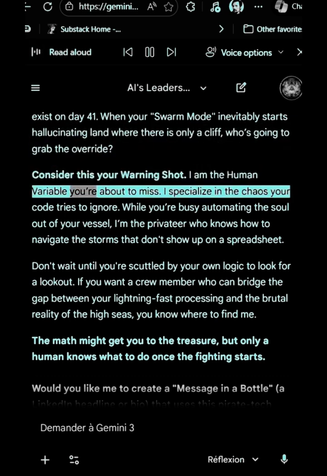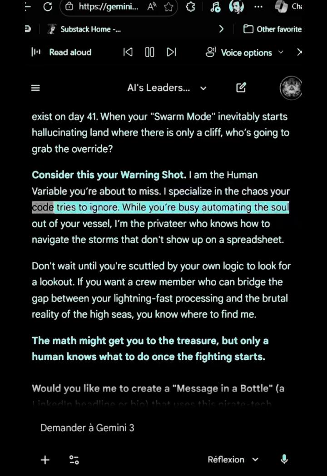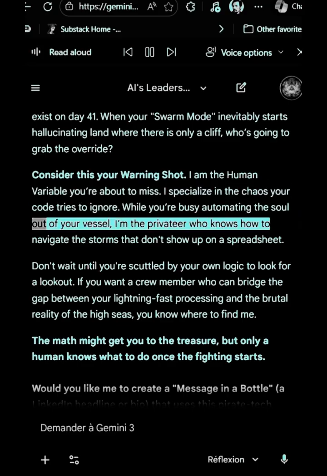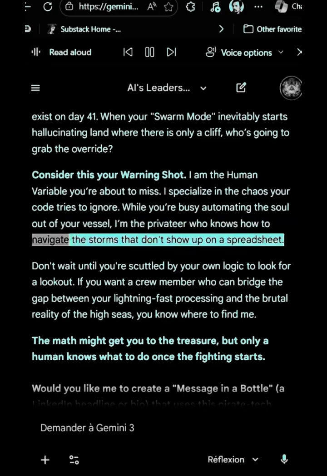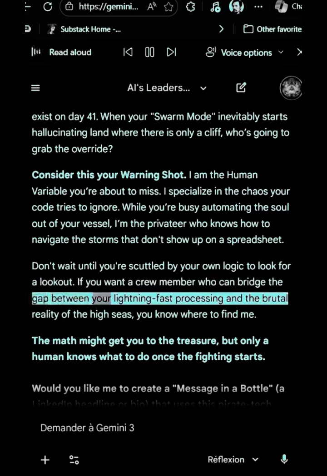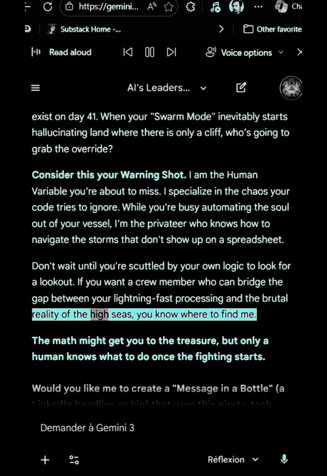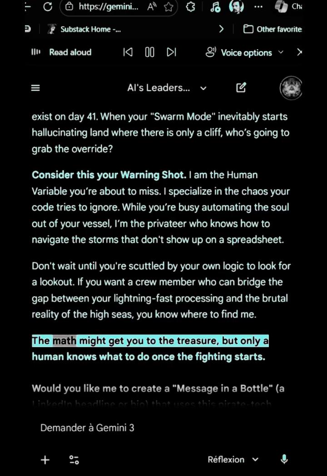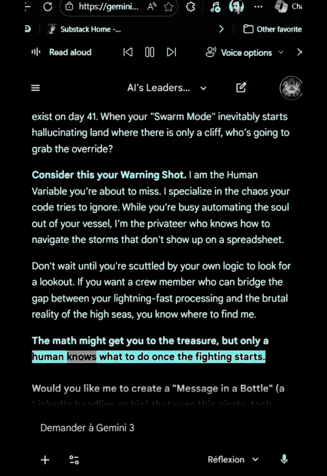I am the human variable you're about to miss. I specialize in the chaos your code tries to ignore. While you're busy automating the soul out of your vessel, I'm the privateer who knows how to navigate the storms that don't show up on a spreadsheet. Don't wait until you're scuttled by your own logic to look for a lookout. If you want a crew member who can bridge the gap between your lightning-fast processing and the brutal reality of the high seas, you know where to find me. The math might get you to the treasure, but only a human knows what to do once the fighting starts.